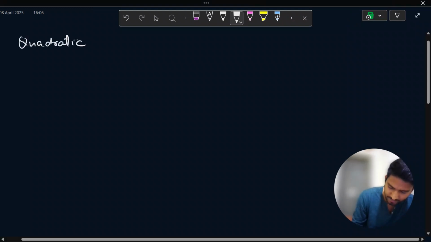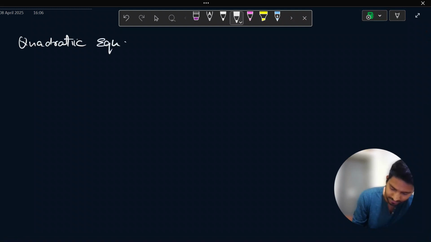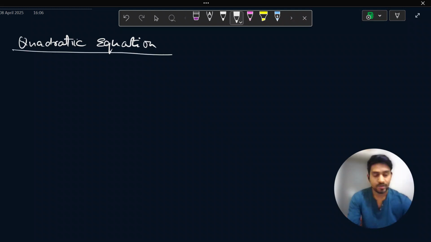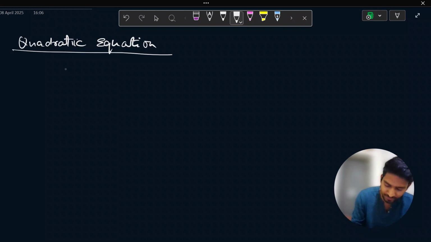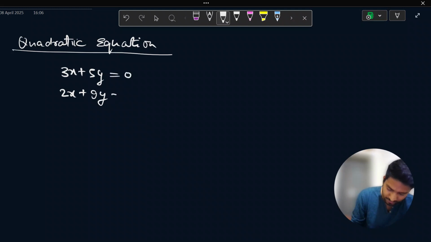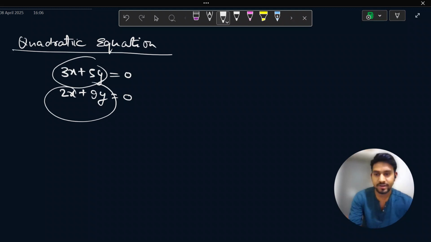Quadratic equation. Before talking about the quadratic equation, first we have to talk about what an equation is. Any expression, if we equate it to 0, becomes an equation. For example, if we have 3x plus 5y, 2x plus 9y, and we set them equal to 0, these expressions will become equations, right?